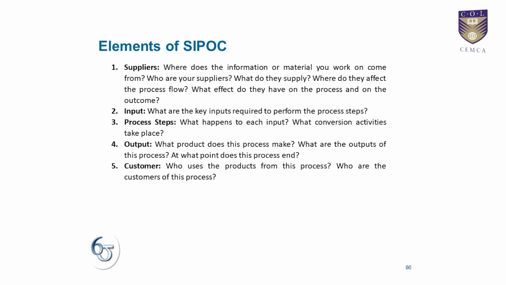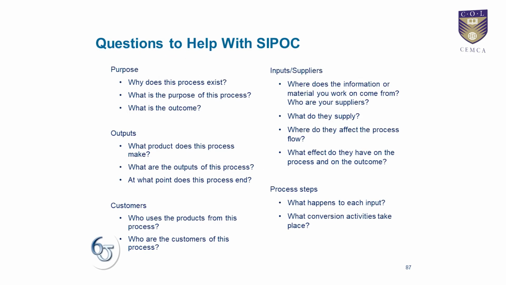So in the next slide, we talk about the entire activity. If you look at the right column here, input and supplier. Where does the information or material you work on come from? Who are the suppliers of information in a particular process? Who are your suppliers? What do they supply? Where do they affect the process flow? What effect do they have on the process and on the outcome? And we also talk about what the key inputs are which are important for a process step to perform. Then the process steps.